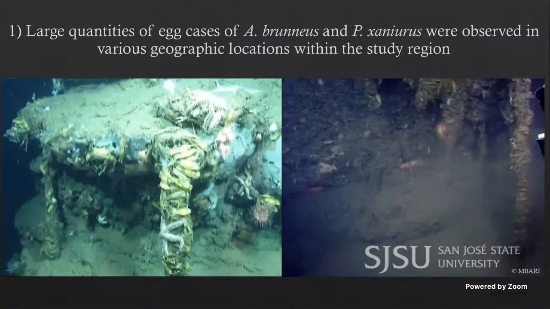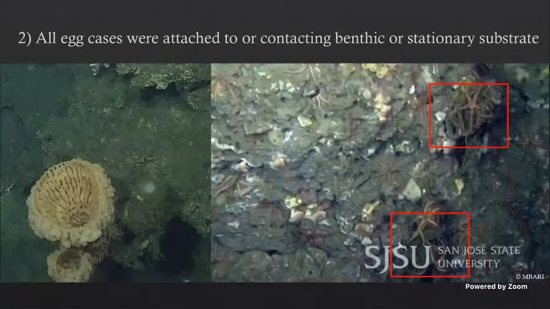Large quantities of egg cases of Abranius and P. xaniaris were observed in various locations within the study region. This was more so true for P. xaniaris. All egg cases were observed attached to or contacting benthic or stationary substrate. On the left-hand side here, you can see a few egg cases on the spiral sponge, whereas on the right-hand side, some more cryptic bundles attached to the sponge and rock wall covered by sea stars.